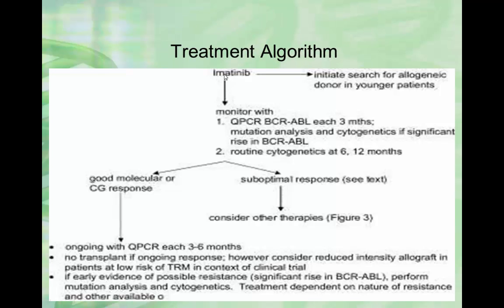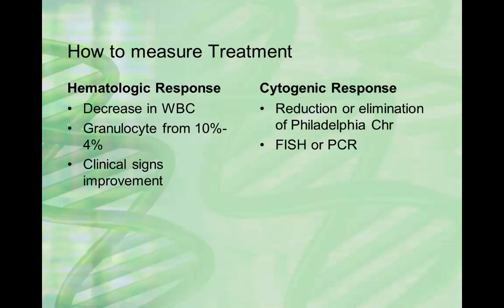So basically, you start with imatinib, okay, and you monitor the cytogenetic formation of the Philadelphia chromosome and also the BCR-ABL every 6 to 12 months. If the patient has a very good response, you just continue checking the PCR every 3 to 6 months. If the patient has suboptimal results or a resistance to imatinib, you go to the second generation that we already mentioned, and basically, if it's failure, then transplantation.